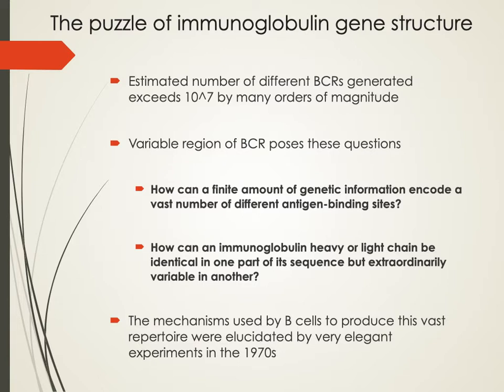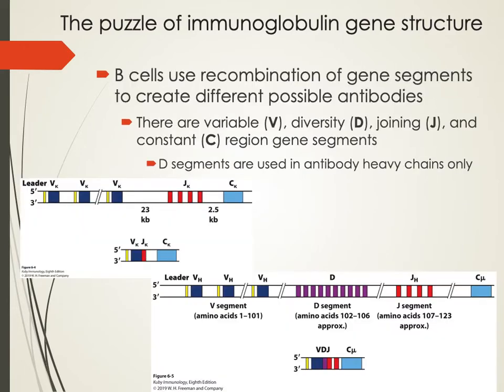Over 10 million different possibilities of what that variable region could be, and again, that gives us the ability to recognize all of these different portions of proteins, right? Or not just proteins, but DNA, whatever's going to act as the antigen. And so the question becomes, well, how can they do that? And then there's experiments that were done in the 70s that kind of elucidated how the B cells can actually accomplish this. And the way that they do this is by recombination of gene segments to end up creating the different possible antibodies and B-cell receptors.